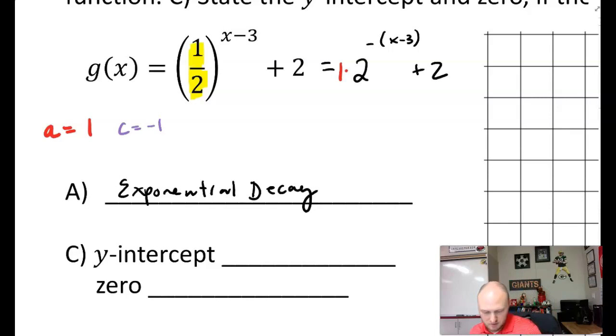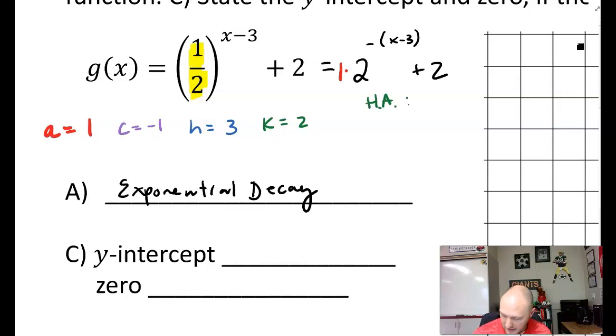That's going to cause horizontal reflection. We have an h value, which is a positive 3. We'll shift to the right. And our k value is 2. Okay, so what does this mean? Well, for graphing, the horizontal asymptote, we need that y is equal to k, so that's 2. That comes from our k value.